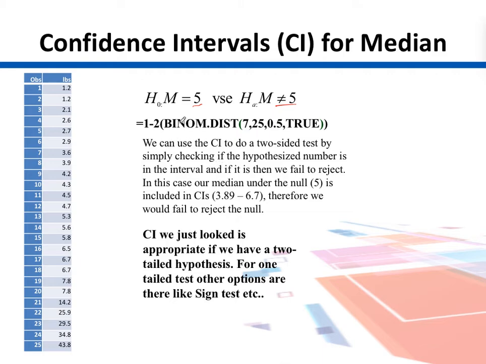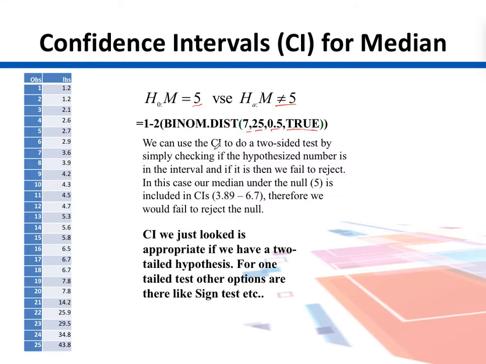That will be 1 minus 2 into binom dot dis, the Excel function. That is to find this location for this number, 7th in the list, and total numbers we have were 25. The probability we put over there is 0.5 and true in order to get the cumulative value.